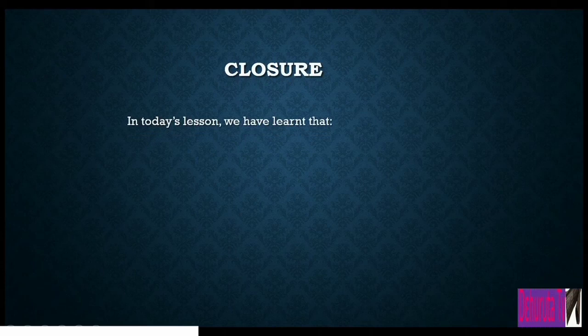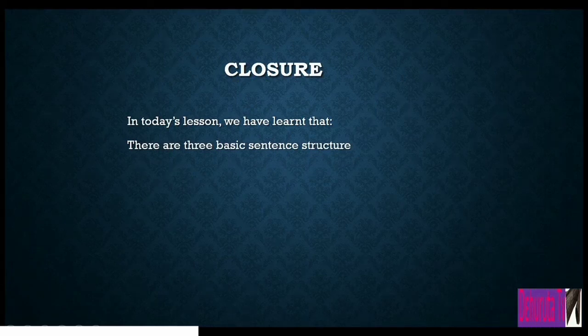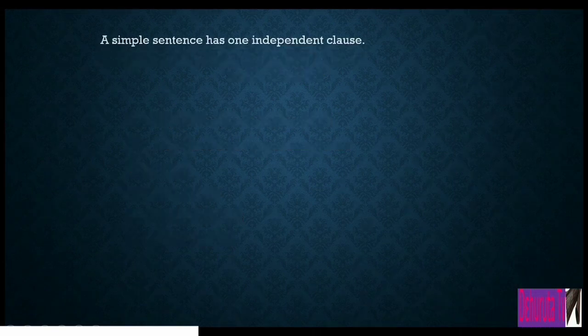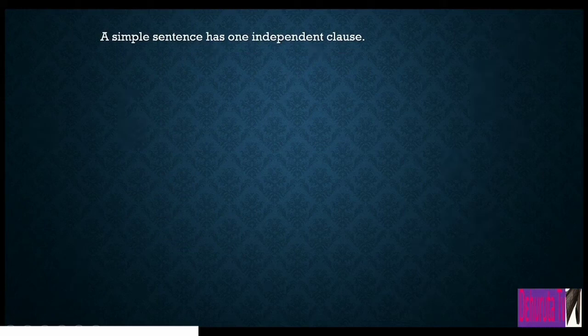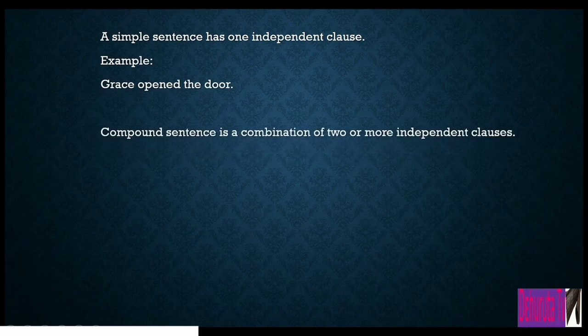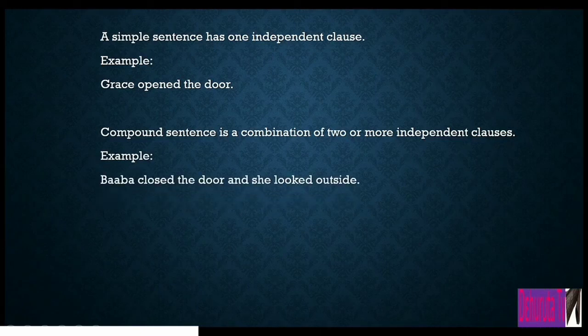Closure. In today's lesson, we have learned that there are three basic sentence structures. These are simple sentence, compound sentence, and complex sentence. A simple sentence has one independent clause. Example: Grace opened the door. A compound sentence is a combination of two or more independent clauses. Example: Baba closed the door and she looked outside.